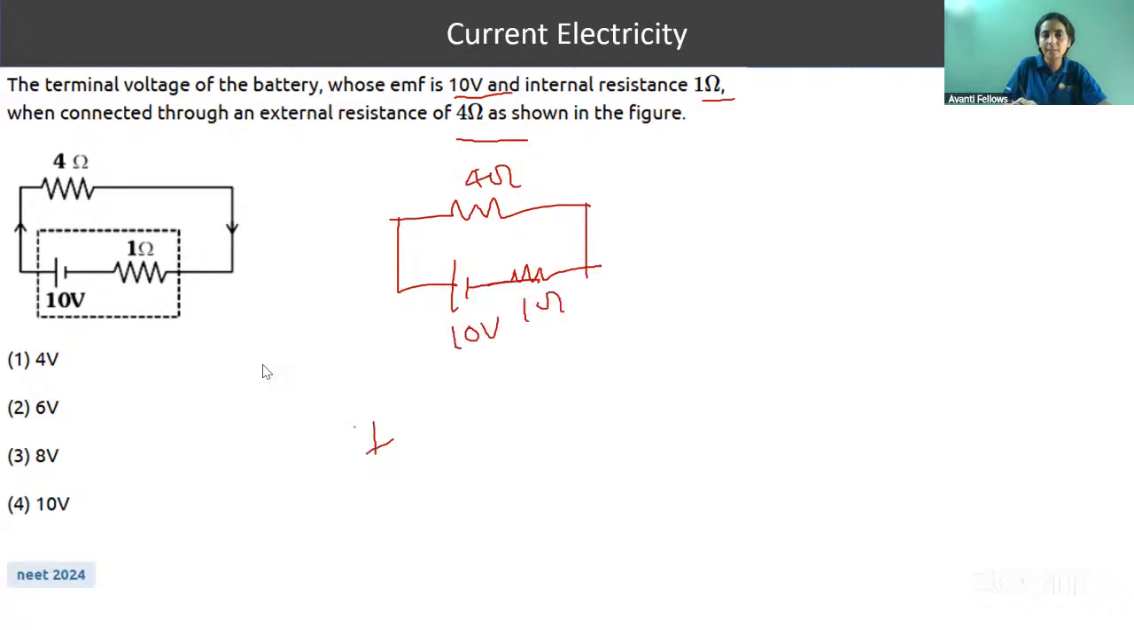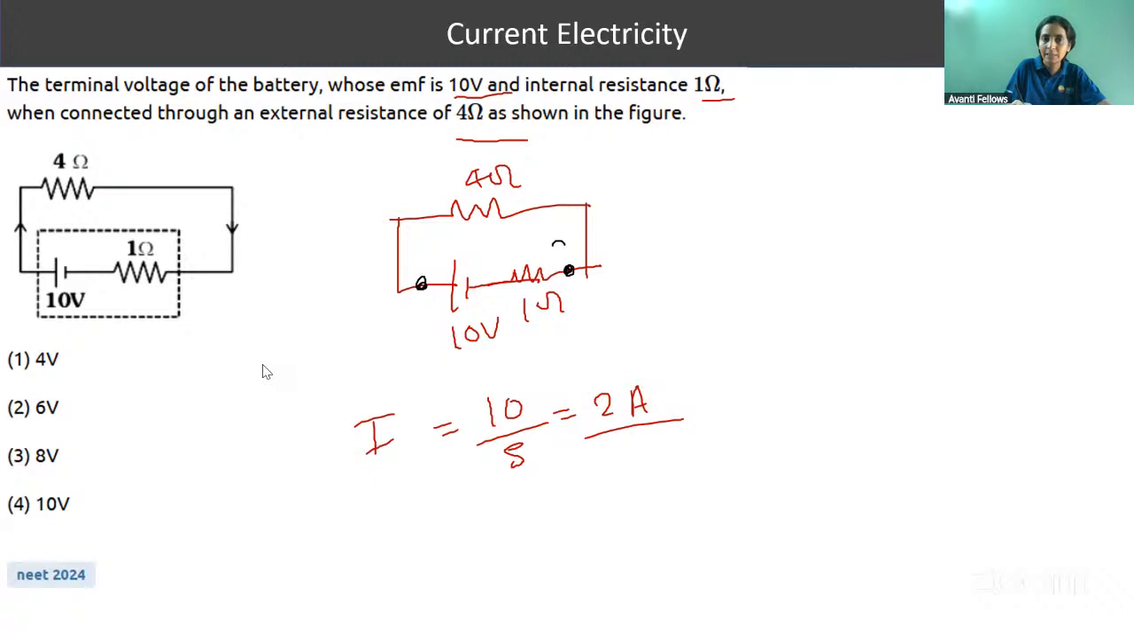What is current in the circuit first? There is current in the circuit. So 1 ohm and 4 ohm are in series. So 5 ohm. Total equivalent is 5 ohm. Voltage is 10 volt. 10 by 5, that is 2 ampere is the current. Now you have to calculate terminal potential difference, that is, potential difference between the ends of battery.